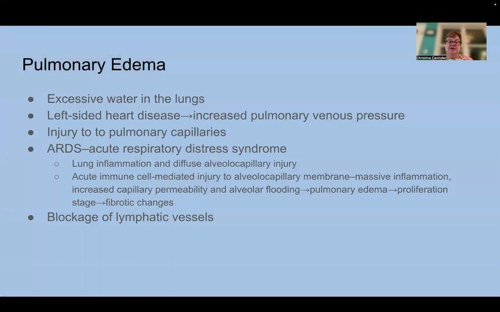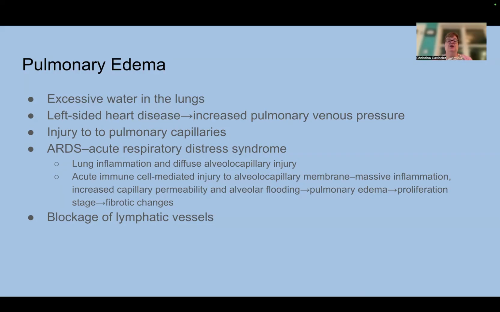Pulmonary edema is excess water in the lungs. We'll see this with left-sided heart disease, so you have increased pulmonary venous pressure. We're going to talk about that a little bit. Another cause is injury to the pulmonary capillaries. You can have ARDS, which is acute respiratory distress syndrome. This is lung inflammation and diffuse alveolar capillary injury. So the lungs are so inflamed that they're not working properly.